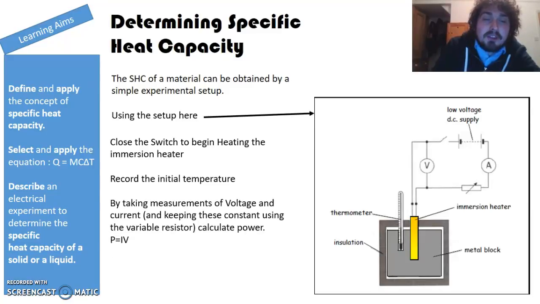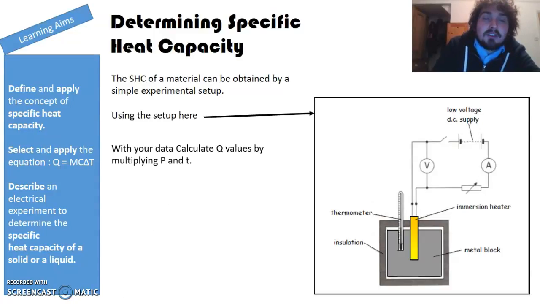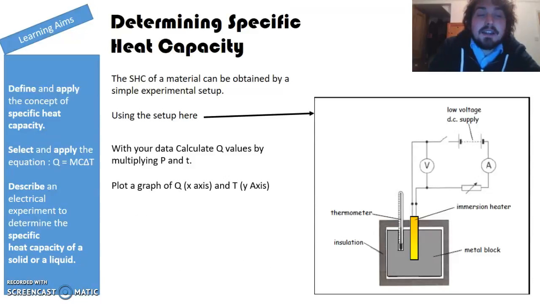By taking measurements of voltage and current, and keeping these constant using the variable resistor, calculate power using P equals IV, where I is current and V is voltage. Take readings of temperature at regular time intervals, right? With your data of the time intervals and temperature, you can calculate Q values by multiplying P and t.